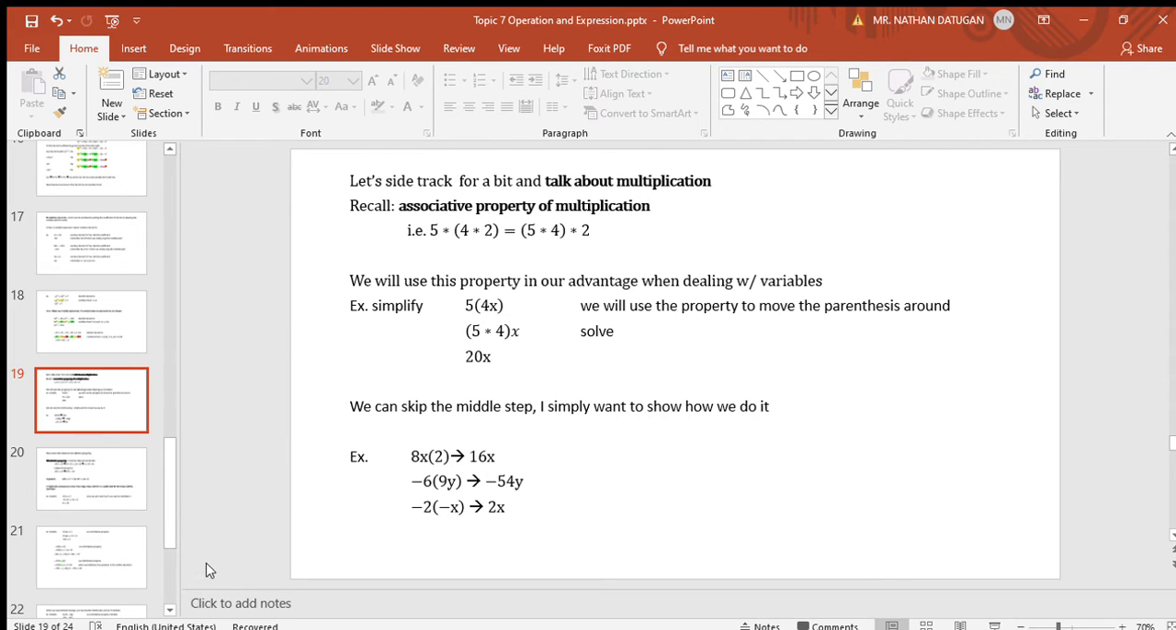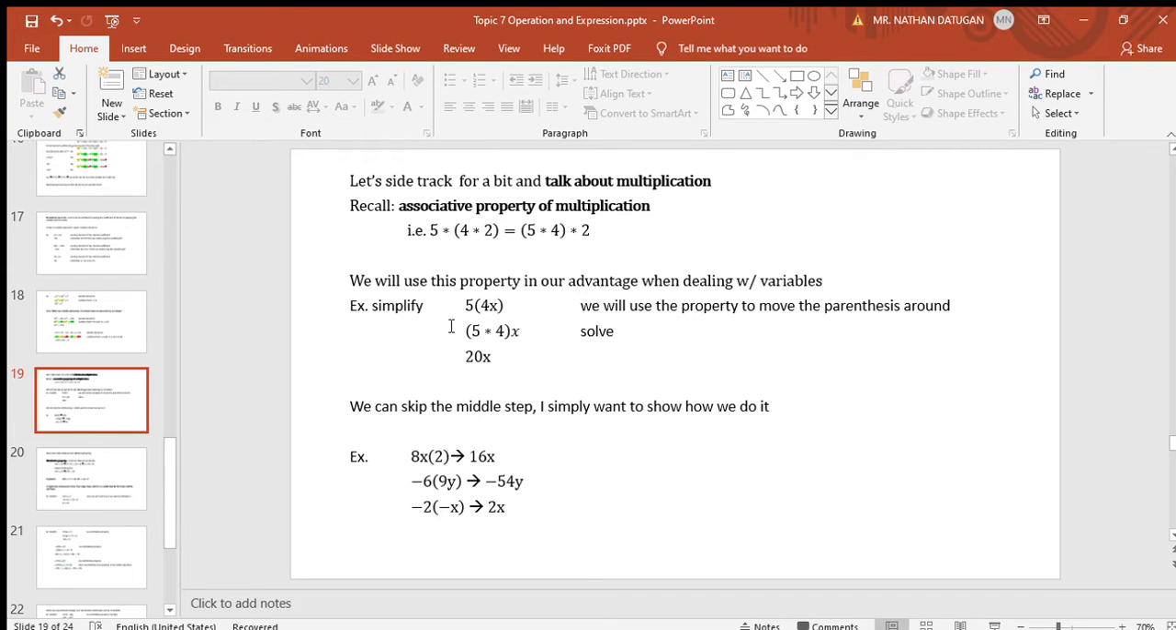So we'll sidetrack for a bit and let's talk about multiplication. Recall the associative property of multiplication, which is basically this: 4 times 2 times 5 is basically the same thing as 5 times 4 times 2. Either way you multiply, whichever one you want first, the answer will still be the same.